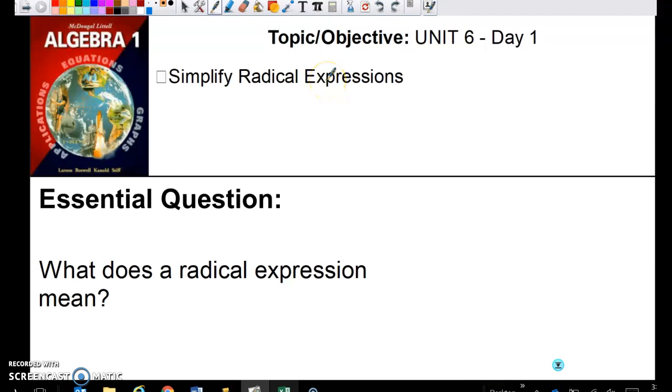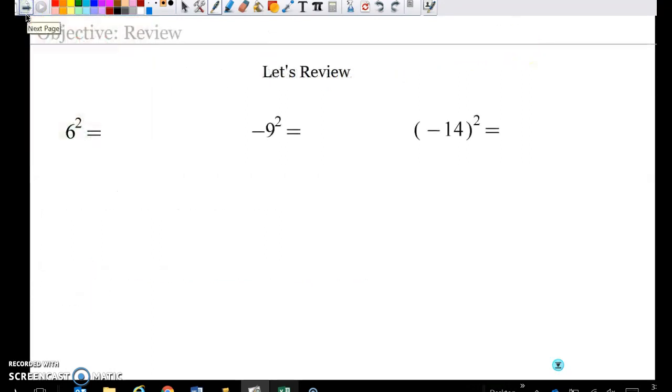Our goal today is, what does a radical expression mean? Make sure that you have your note sheet with you. They come in the big packet. Make sure you're turned to Unit 6 Day 1. It should read that on the top. And we'll begin. Let's review what we've learned in Unit 5 with exponents.